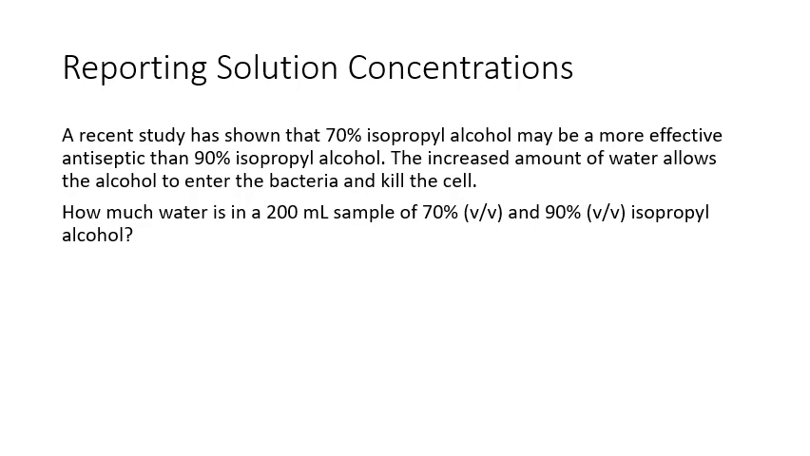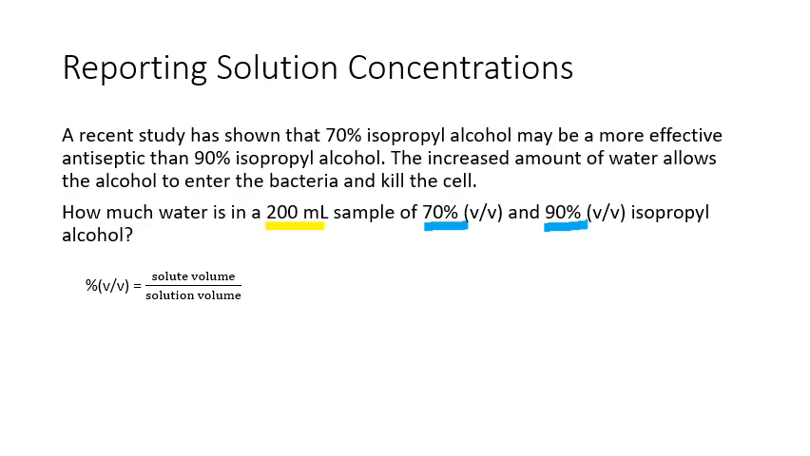So this is trying to figure out the difference in the amount of water in both of these samples. We have a 200 milliliter sample of 70% volume by volume, so 70% of the total volume is alcohol, or 90% of the total volume is alcohol. But in both cases, we have the same 200 milliliters of sample. They want to see, if you had 200 mils of both, how much water is in sample A and how much water is in sample B.